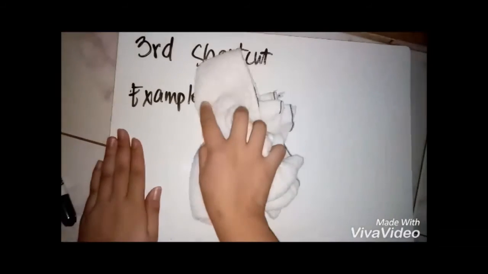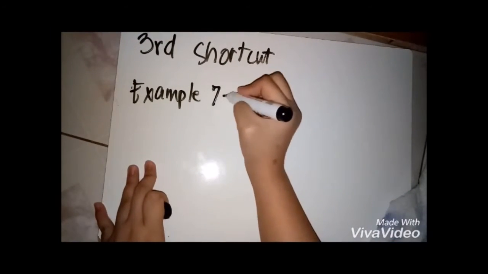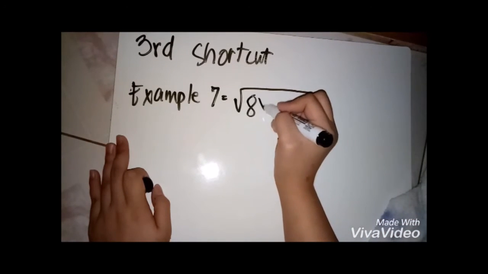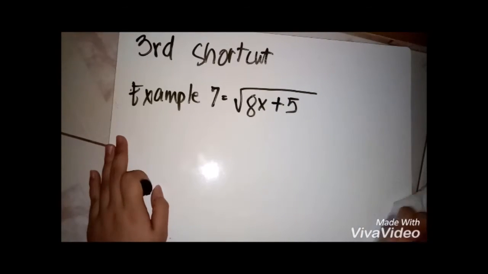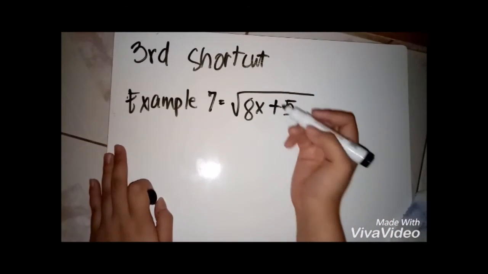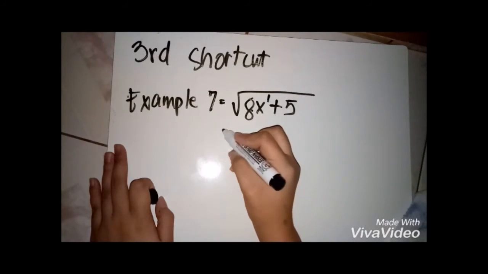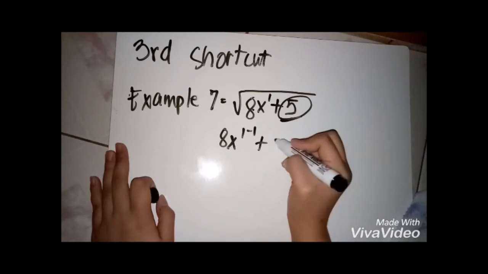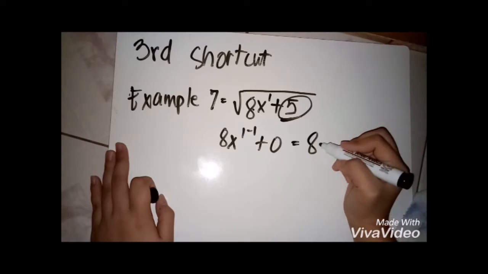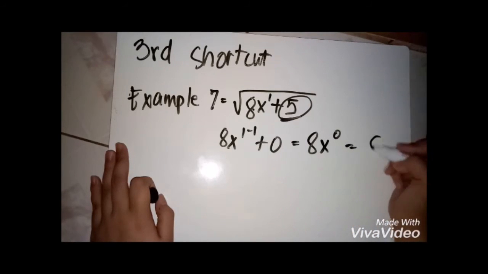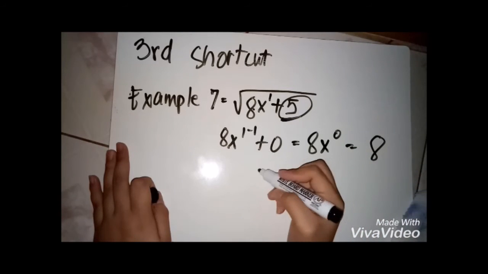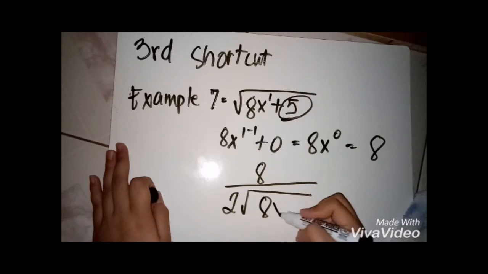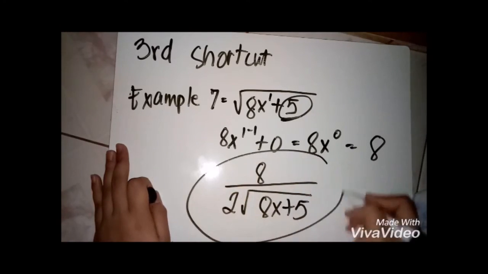So example number 7. Example number 7, we have the square root of 8x plus 5. So do the first shortcut. So 8 multiplied by 1, we have 8. x, 1 minus 1, then it will turn out to 0. So we have 8x raised to 0 is equal to 8. And then the denominator will be 2 multiplied by the given. That's our final answer.